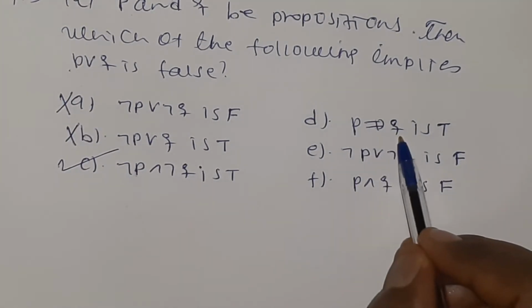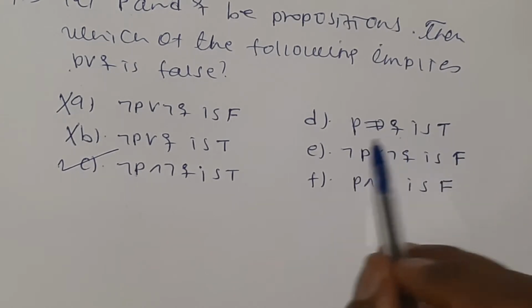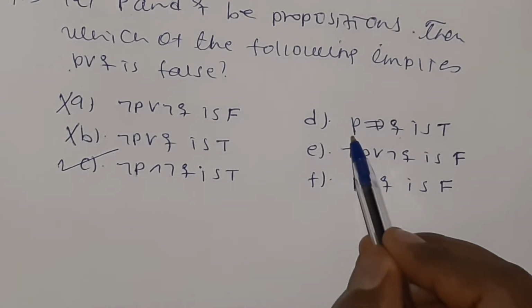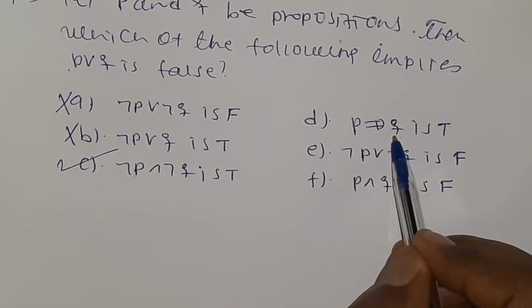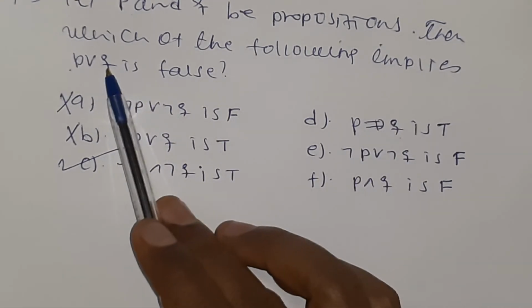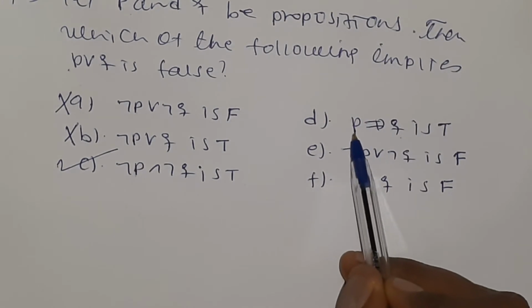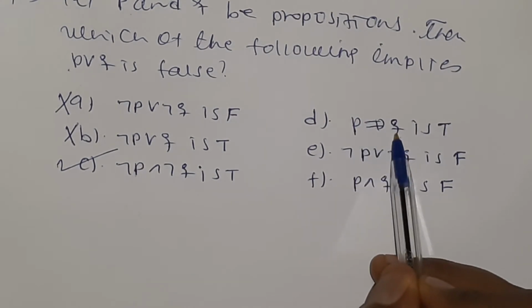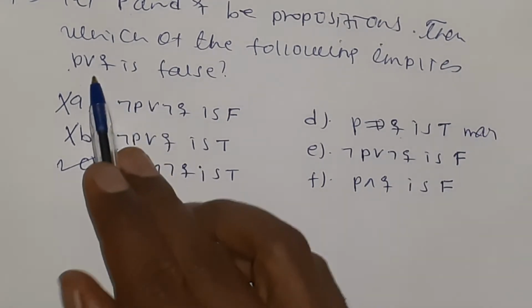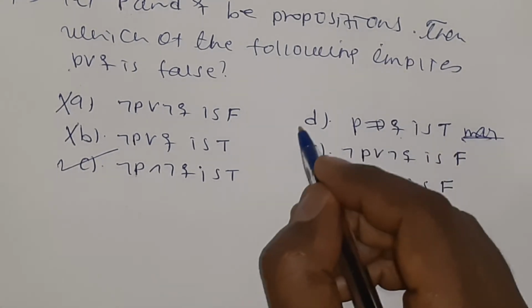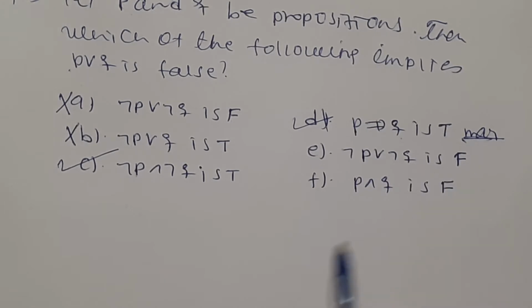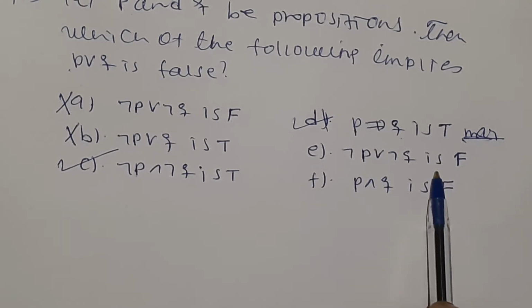Here, P implies Q is true. For this to be true, both P and Q may have the same truth value, or P may be false and Q may be true. So that in this case, this statement may imply this one only when both P and Q are false at the same time. Therefore, it may imply this one on only one condition. Here, negation of P or negation of Q is false. For this to be false, we know that.